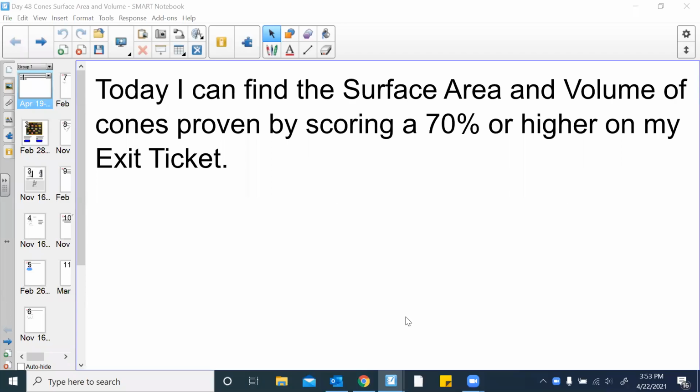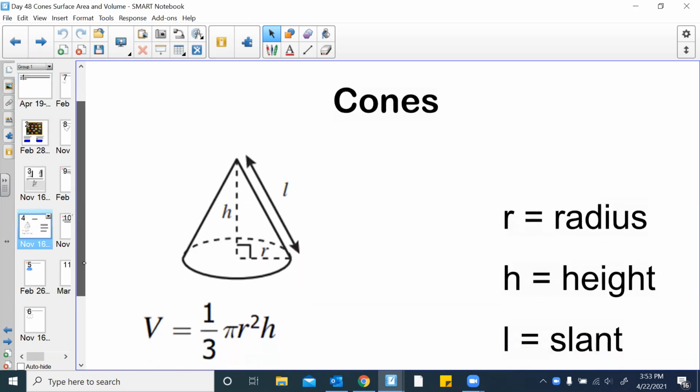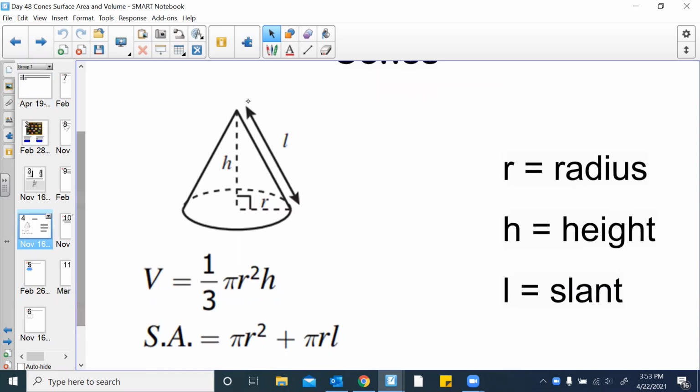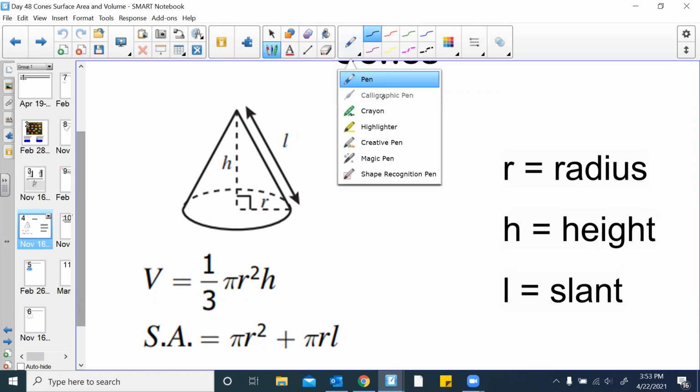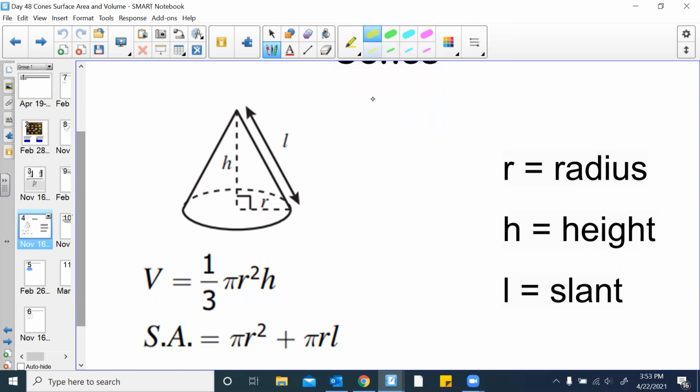All right, so today we're going to continue with surface area and volume, but this time it's going to be of a cone. So the cool thing about cones is we're not going to have to figure out area and perimeter, but you are going to have to remember to use pi. Remember, in our class, pi is 3.14.